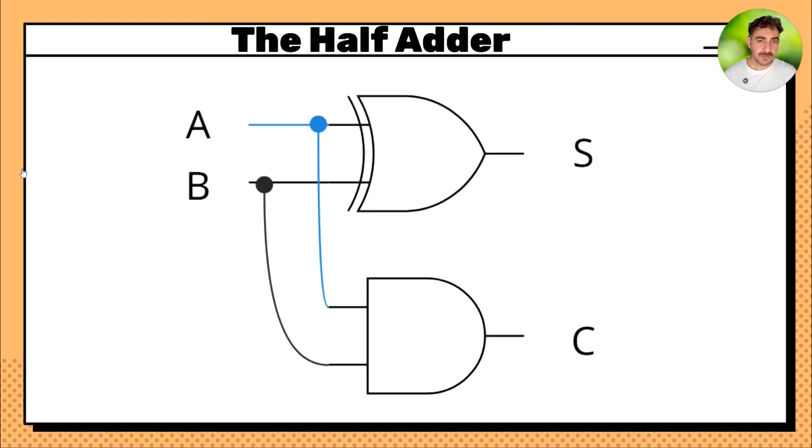To create the process of addition, we can use the following logic circuit. Here we can see that we have an XOR gate and an AND gate, and they take two inputs. So they both take the same two inputs, and our output S for sum, and our output of the AND gate is C, which we call carry.